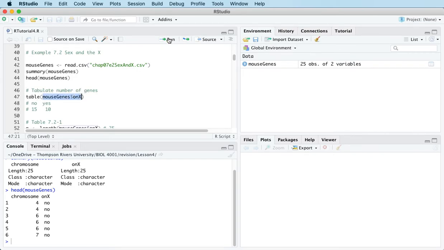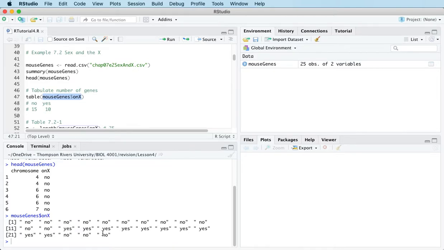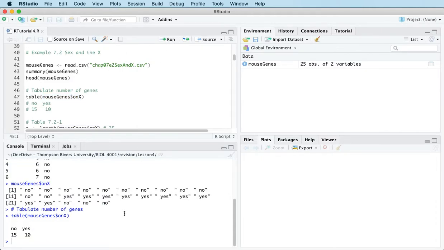And the variable that we're interested in is this one, and that tells us in our sample of genes whether the gene is not on the X chromosome, which is a no, or if it is on the X chromosome, which is a yes. And so if we tabulate those values, we end up with 15 no's and 10 yeses. So we've got 10 out of 25 genes that are on the X chromosome.